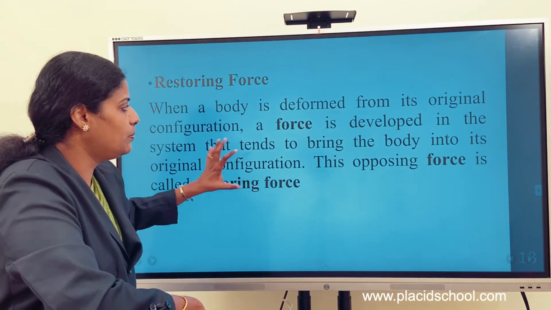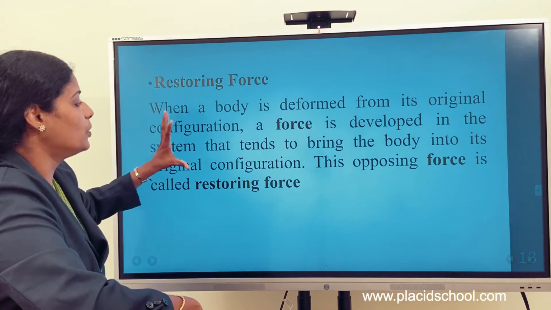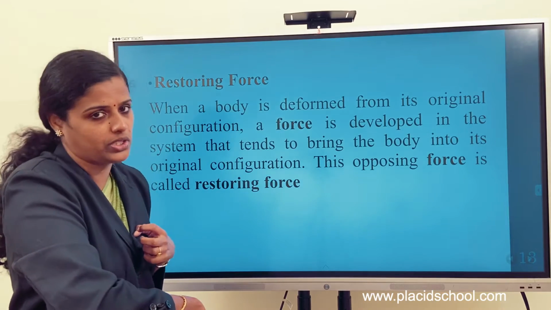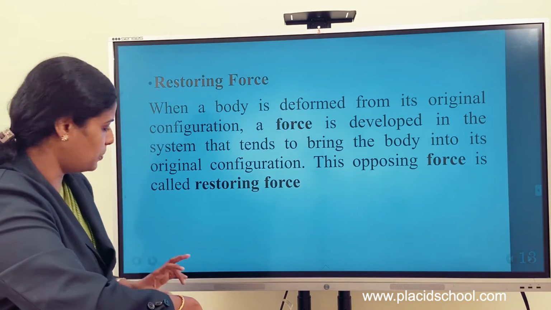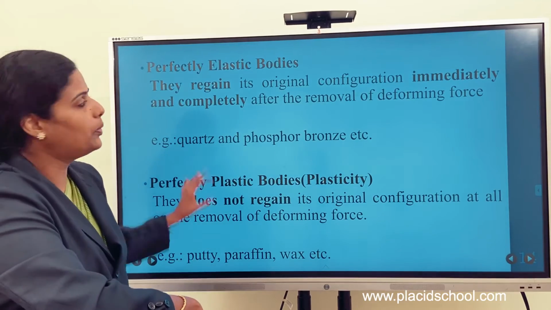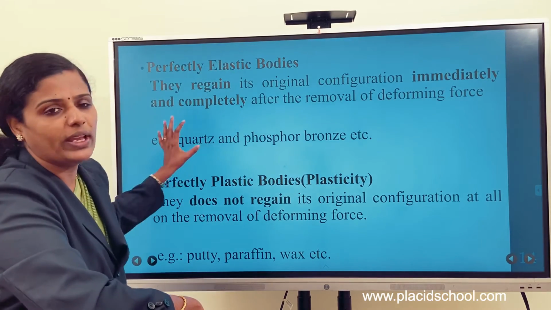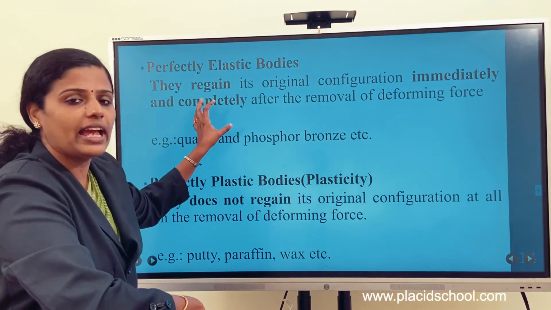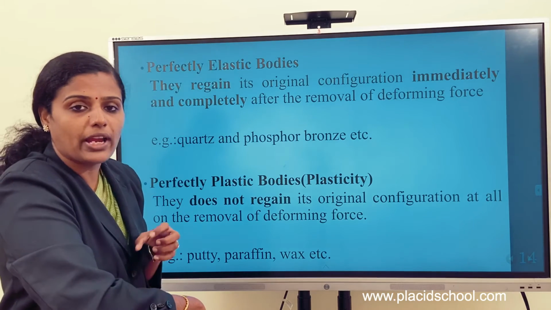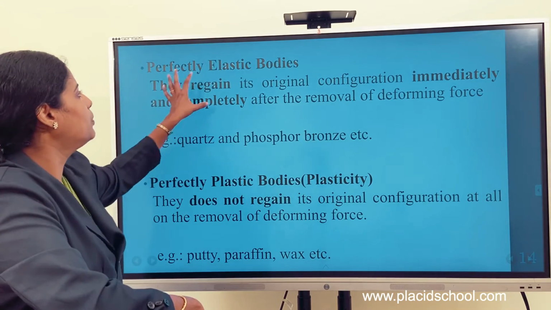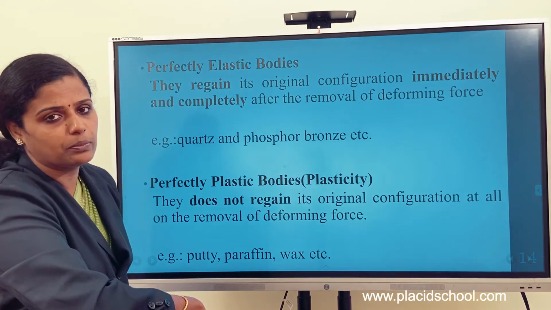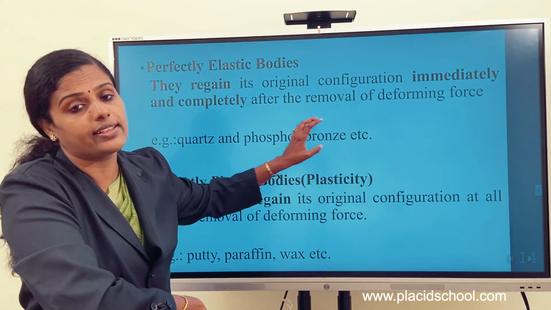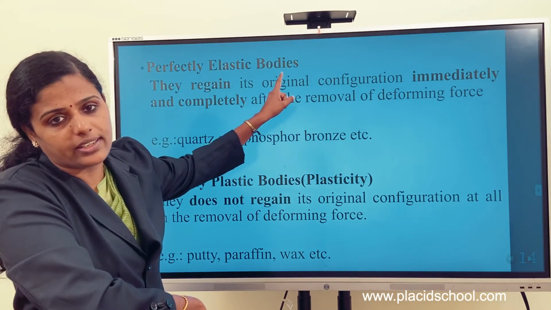So restoring force is important, and it is the opposing force that tends to bring the body back to its original position. About perfectly elastic bodies: when the applied or deforming force is removed, the body immediately and completely moves back to regain its original position. Such bodies are known as perfectly elastic bodies. The quartz and phosphorus bonds are examples of perfectly elastic bodies.